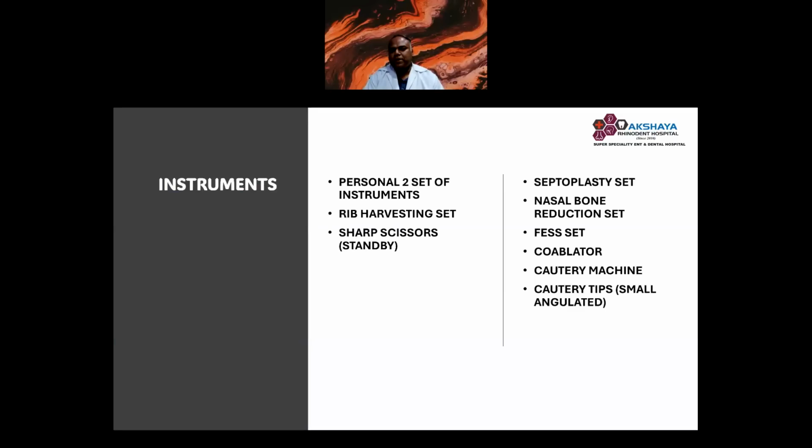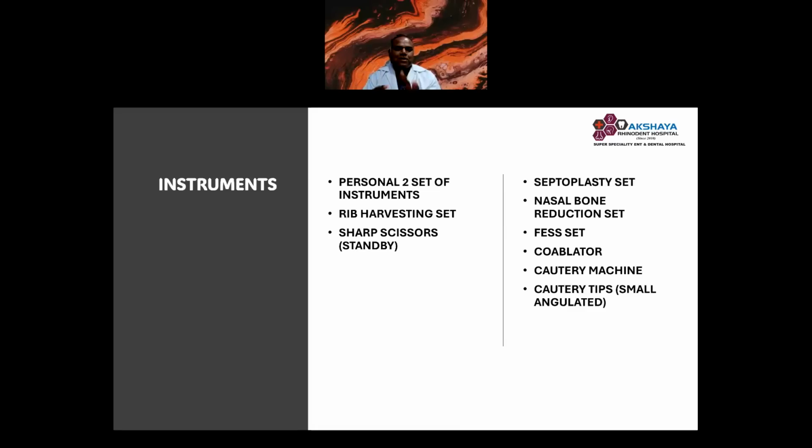Part, you must have your own instrument. Ideal situation. I am talking about the ideal situation. If you are working under somebody or if you are working in another hospital, then it may be difficult to have your own set of instruments, but ideal situation, you must have your own set of instruments. I have my own set.